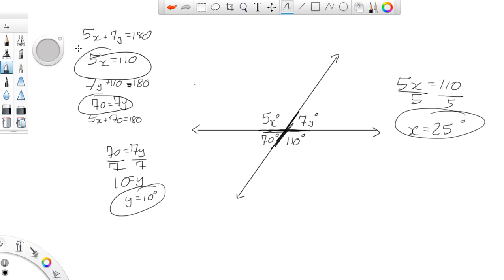So now I had this starting equation, 5x plus 7y equals 180. It looks scary, it looks daunting, and it actually was not solvable using just that equation. However, knowing these other relationships, we can solve for both variables.